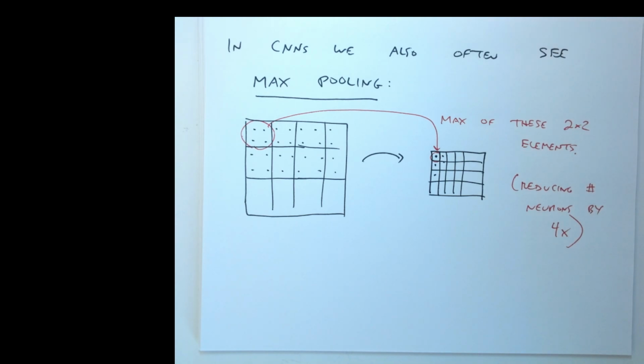Okay, so, yes, question. So this is like after you do the convolutional part and then do the max pooling? Yeah, typically you do the convolutional part and then you reduce your image size with a max pooling layer.